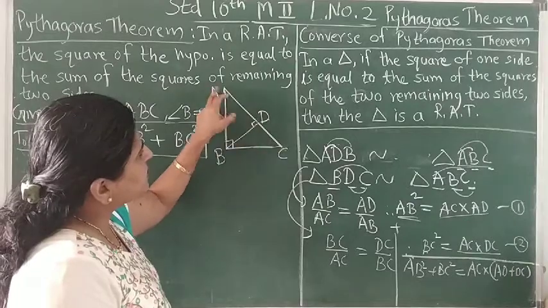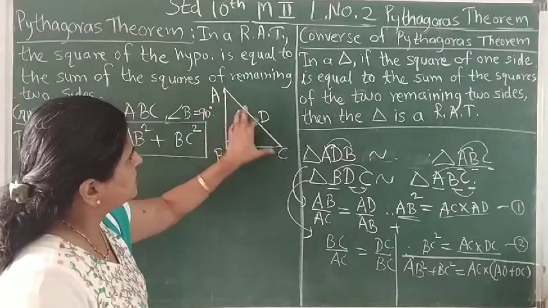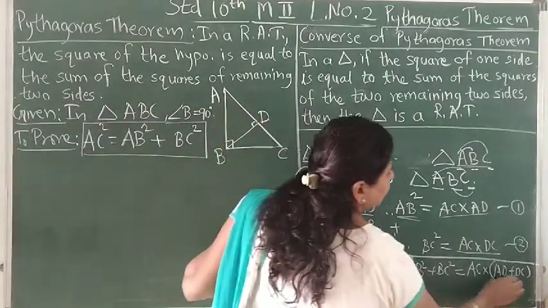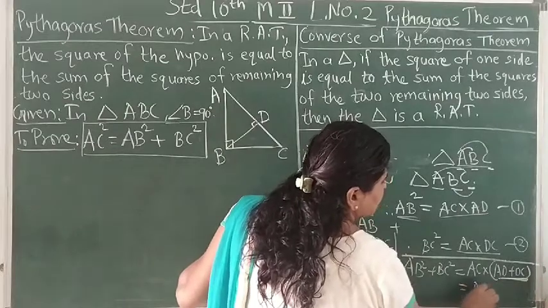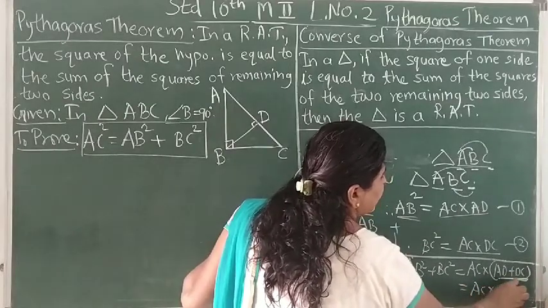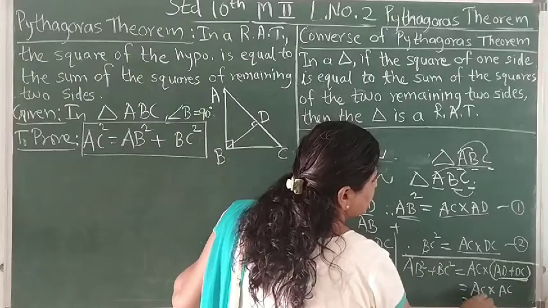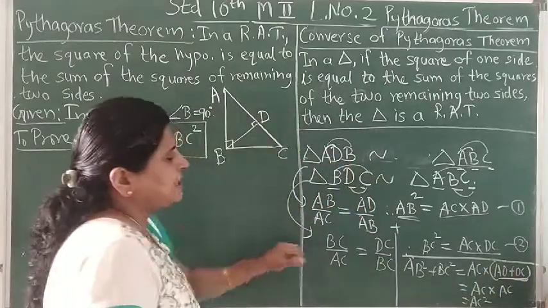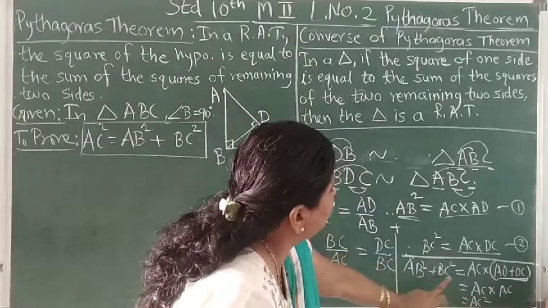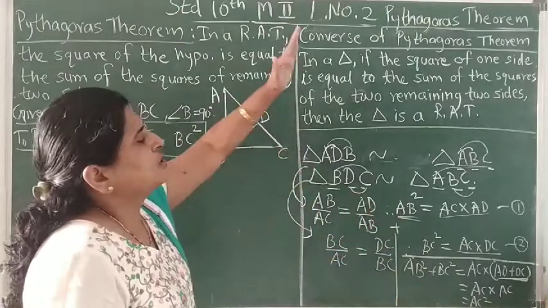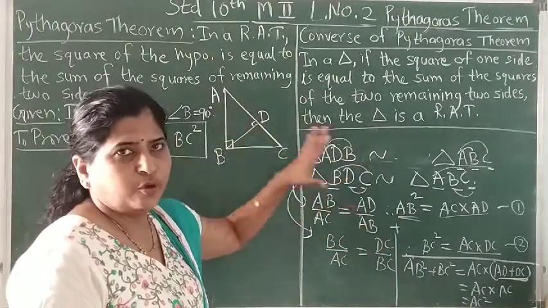So D is somewhere in between A and C. AD plus DC, by addition we get AC. So this is AC, and this addition is again AC. So here you can get this as AC square. And hence we can prove AC square is equal to AB square plus BC square. So this is the plan which we are going to follow.